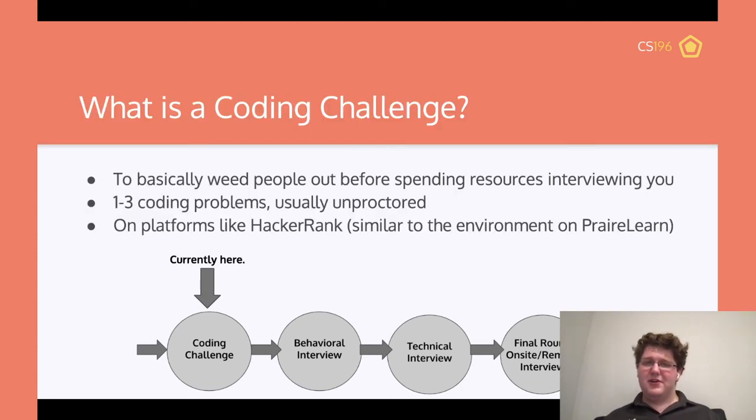So let's move on to the coding challenge. So what is a coding challenge? It's a way to weed people out before spending resources on actually interviewing you. These companies pay for these sites where they'll give 1 to 3 coding problems that aren't proctored or anything, and the whole idea is to see how skilled you are at doing certain easy problems. There are a bunch of different platforms, but one of them is HackerRank, and that's going to be similar to the environment that you would use in PrairieLearn.